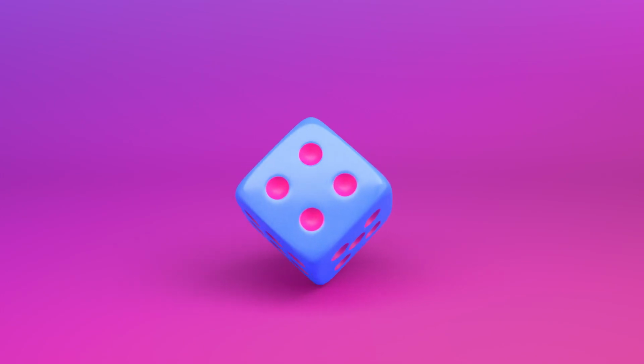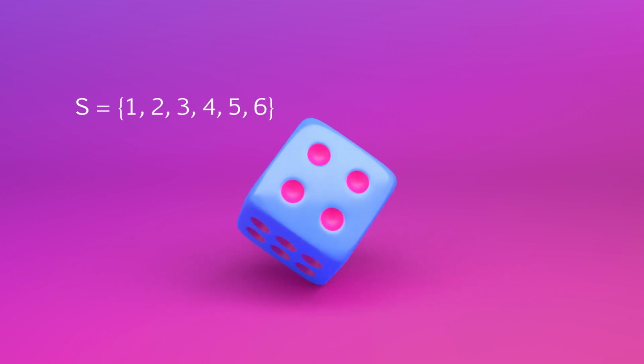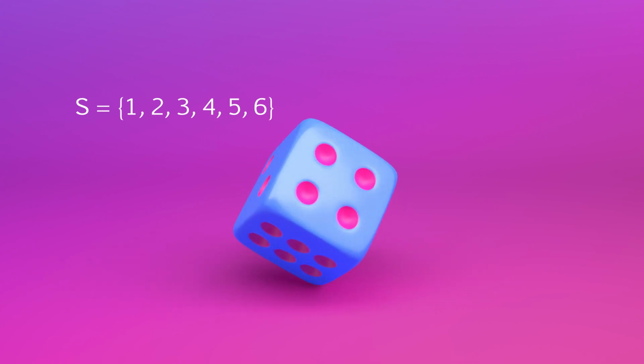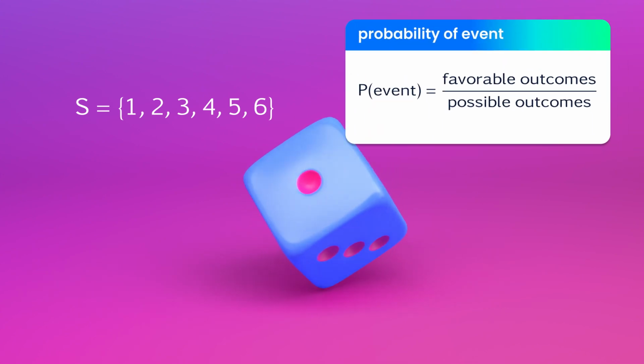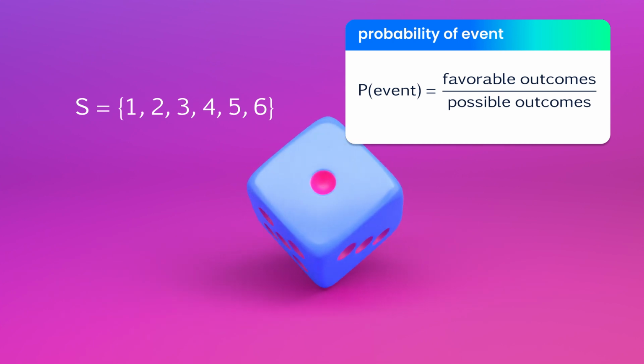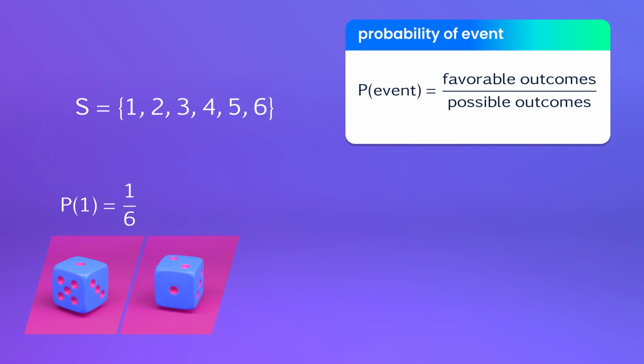Say you have a fair die with 6 faces, numbered 1 through 6. You denote the sample space using an uppercase S. Remember that you find the probability of an event by dividing the number of favorable outcomes by the number of possible outcomes. So, the probability of rolling a 1 is 1 over 6. There is one favorable outcome, 1, and 6 possible outcomes, the numbers 1 through 6.